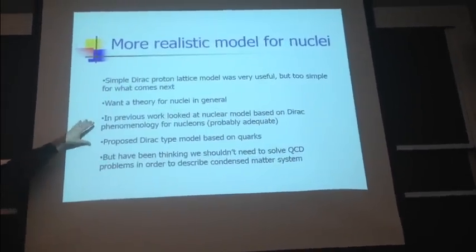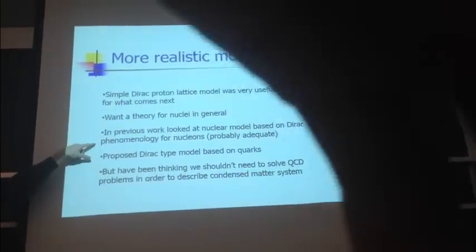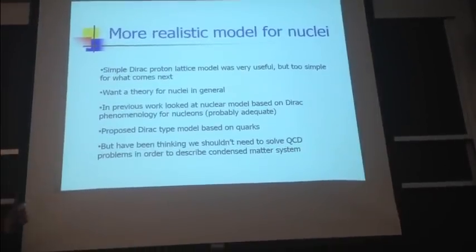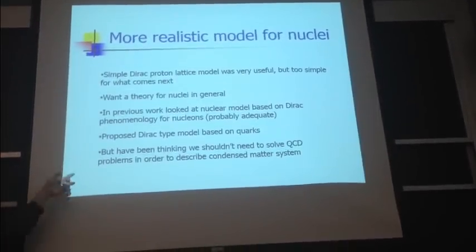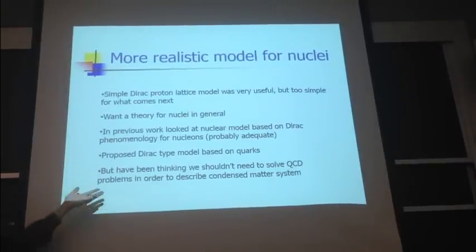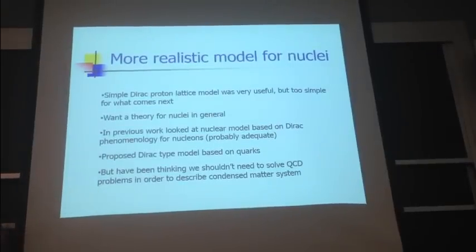And previously, I've described new models based on Dirac phenomenology for nucleons. I also described doing this based on quarks. There are headaches with some of the models, but at some point, we probably shouldn't have to be solving nuclear problems in order to understand our condensed matter. There ought to be some approach that's simpler.